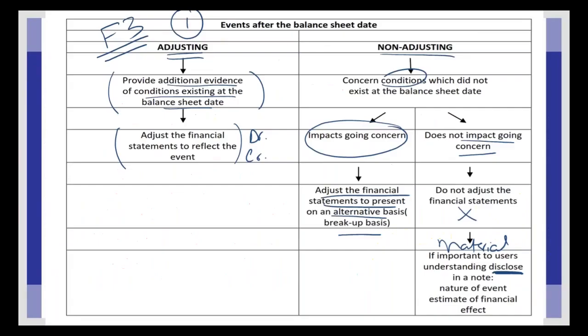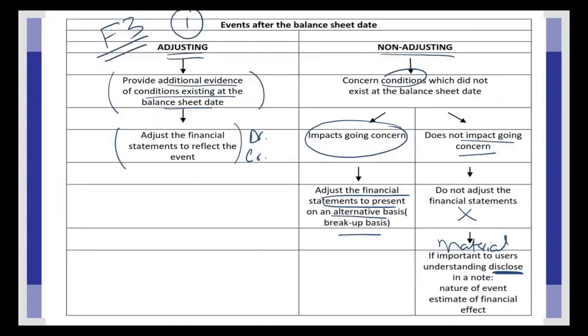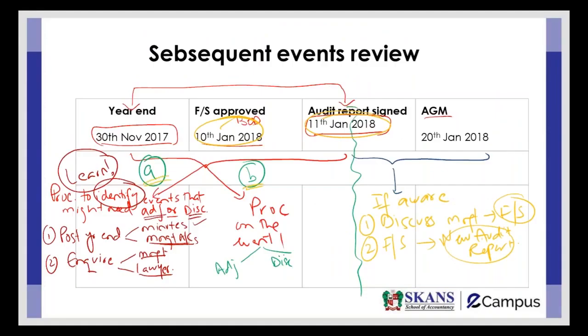So when I talk about auditors' responsibilities and procedures, we've done both together. Auditors' responsibilities are different until the report is signed. After the audit report is signed, they are different. And the procedures vary. If it's before the report has been signed, I have to perform two types of procedures. If it's afterwards, I can only perform procedures if the management is willing to amend the financial statements. This, guys, is the basic overview of what happens in a subsequent event review.